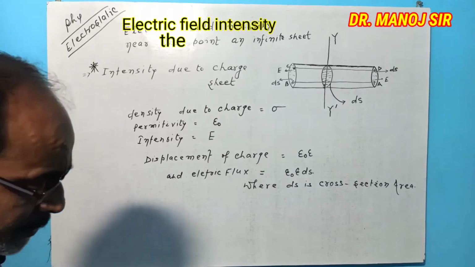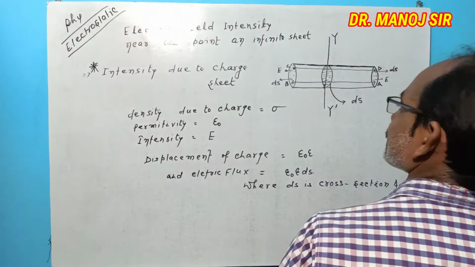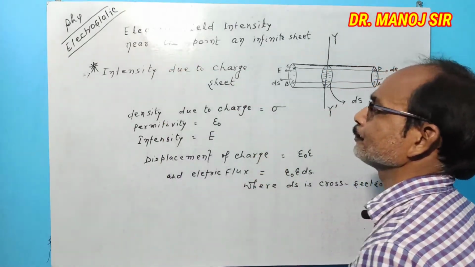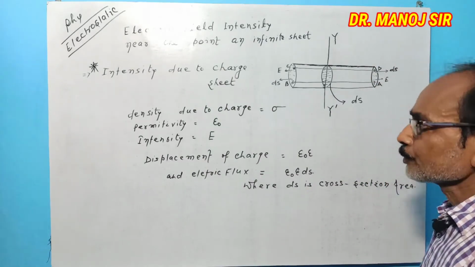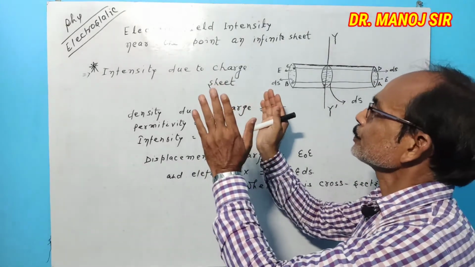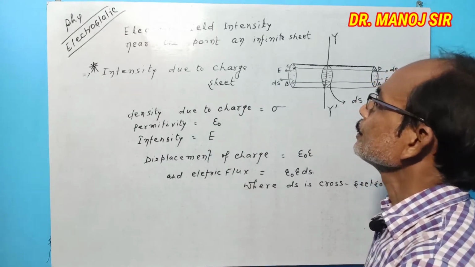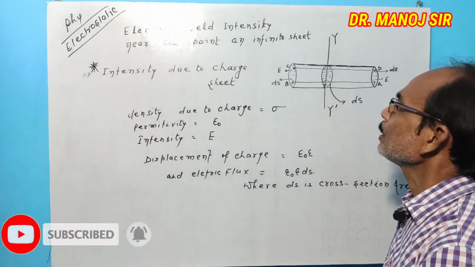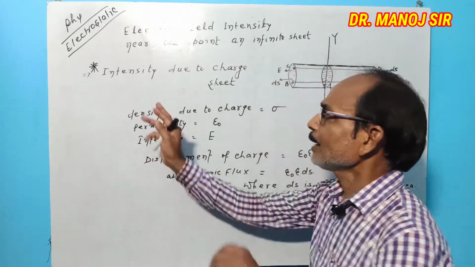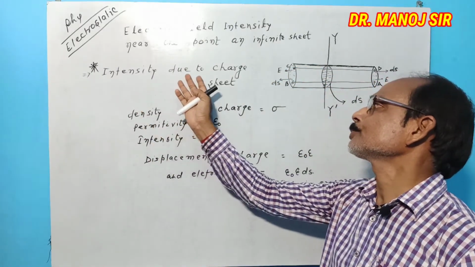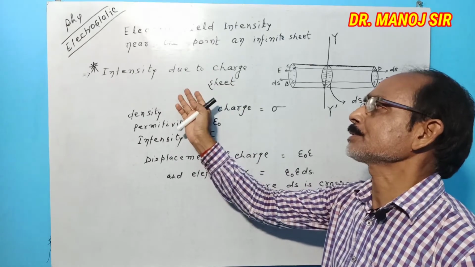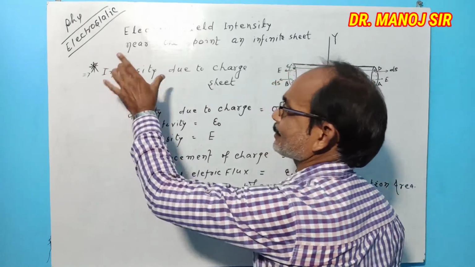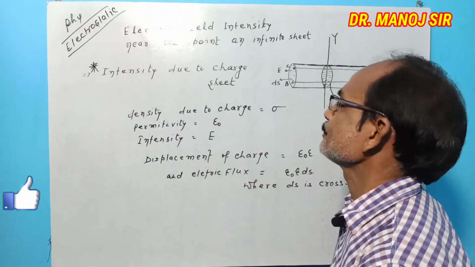Electrostatics, the physics chapter. According to Gauss theorem, we have to find the electric field intensity near a point of an infinite sheet. Electric intensity due to charge sheet. This is the main thing to find the electric intensity.